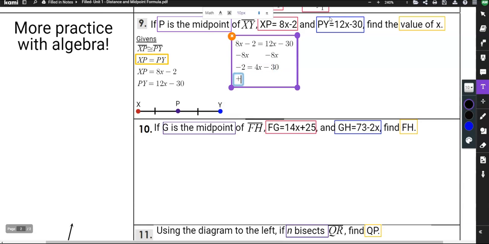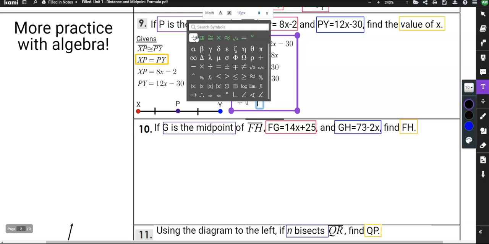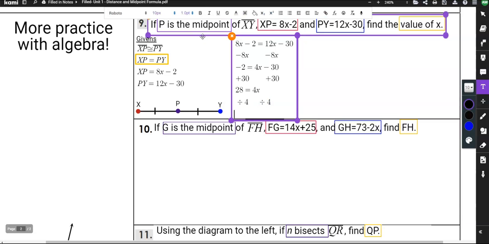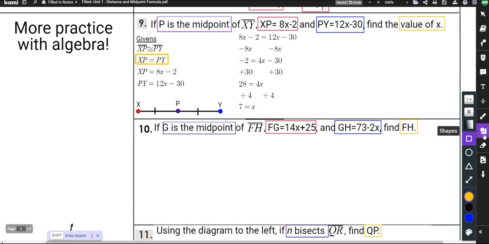On the next step, I'm going to add 30 to both sides, because remember, when I want to move a term, any term, from one side of the equation to the other, I have to use inverse operations. -2 plus 30 is 28. And then I'm going to divide both sides by 4, which will leave me with a final answer here for x of 7. So 7 is equal to x. And since that is what they wanted me to find, I can stop here. I do want you to get in the habit of boxing in your answer. You should already be in the habit already.